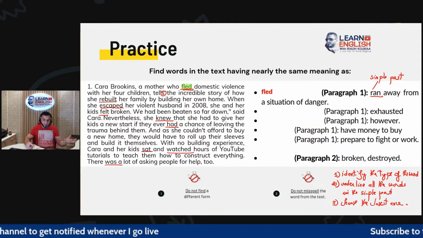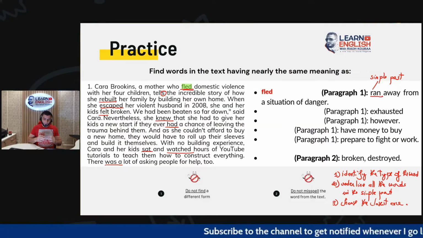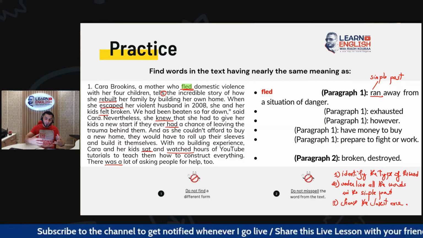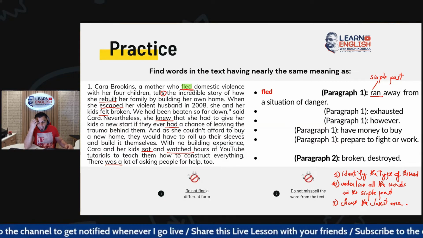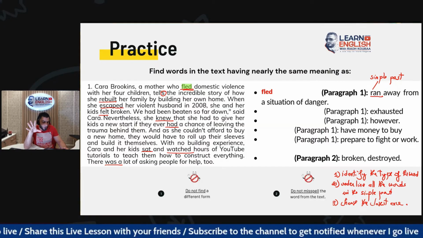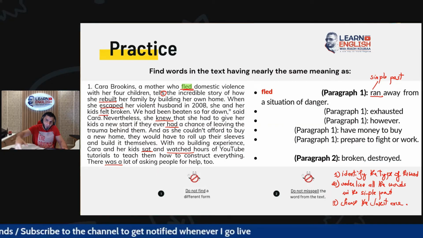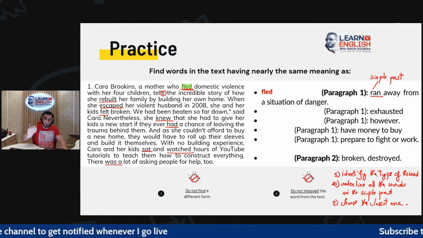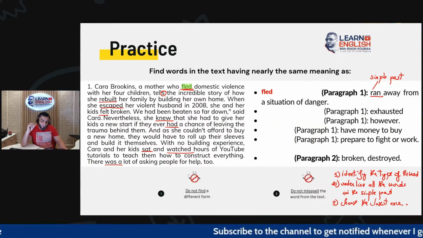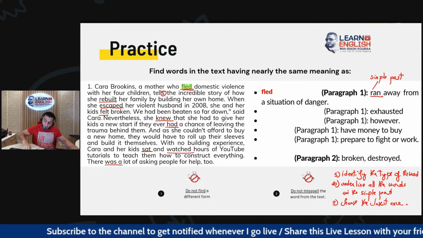So the family fled domestic violence. After choosing the verb or the words, I have to see if I replace fled with the explanation I have in the question, the meaning should be the same. So Kara, a mother who ran away. So you see, when I replace it, the meaning is still the same. It still makes sense. Ran away from domestic violence with her 4 children. So this is the first one.